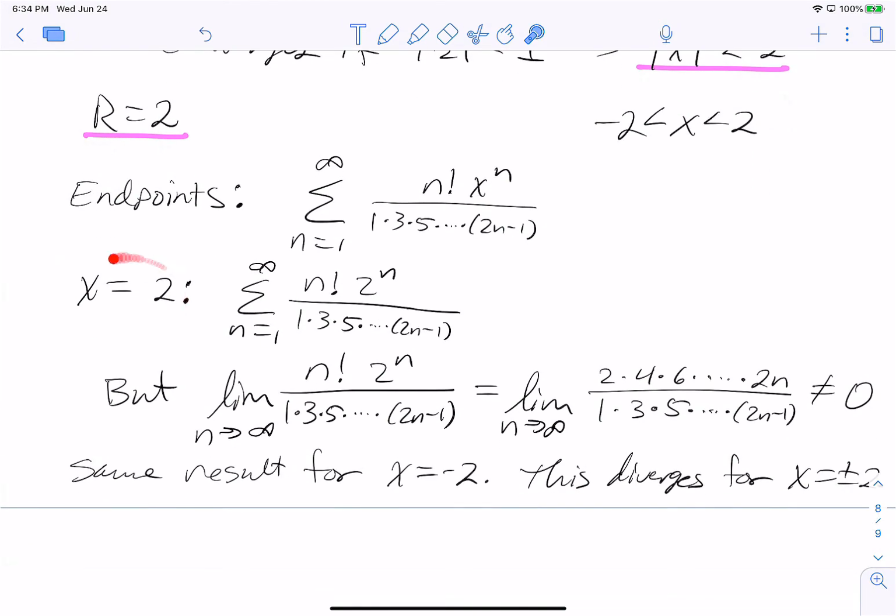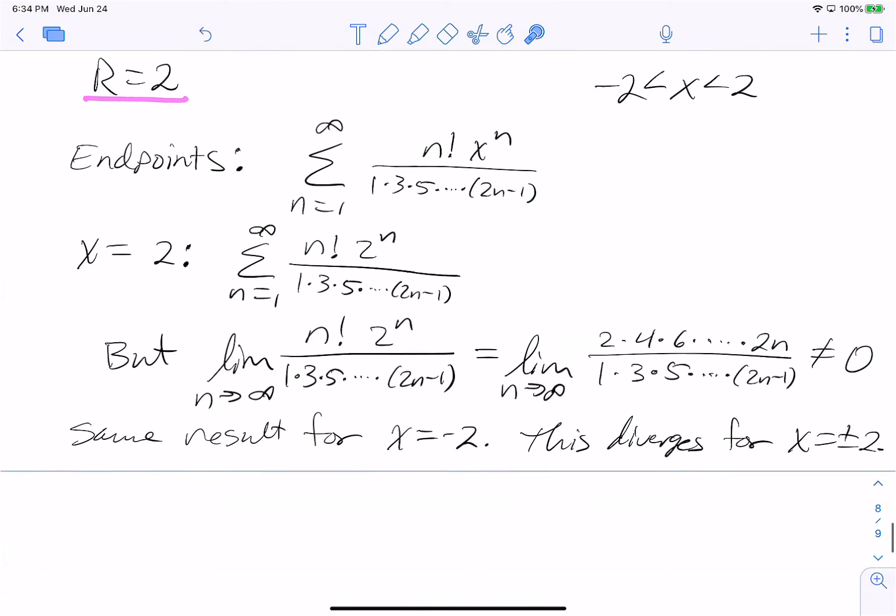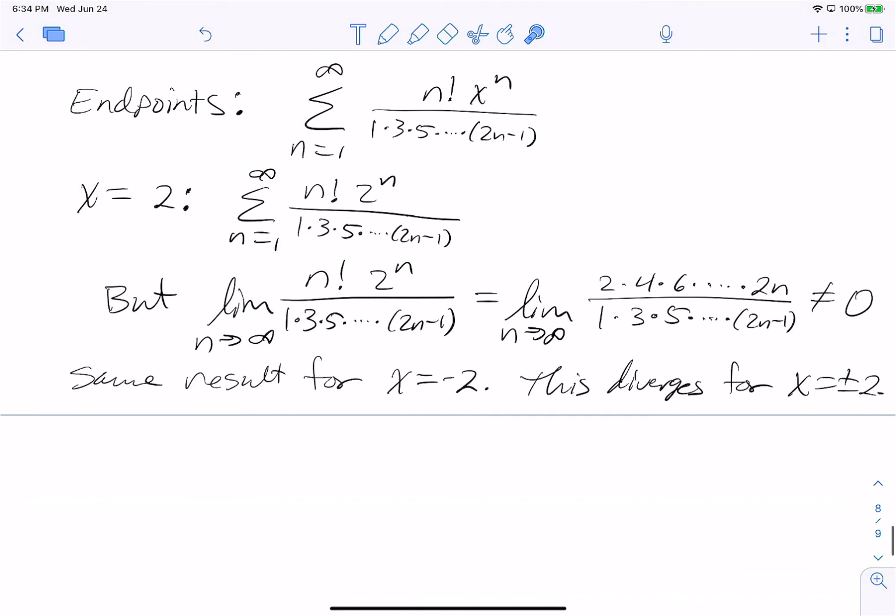It looks like I had an error here. I wrote down that I tested the endpoint x equals -2, but I could see in my work I tested the endpoint x equals 2. It's actually the same result both times. Folks, if you tried using the ratio test to determine convergence at the endpoints for this, you probably got frustrated because you end up with a limit of 1 and then it was inconclusive.